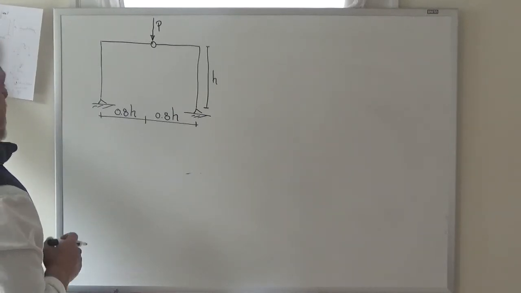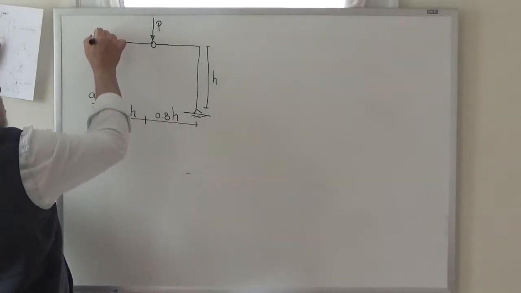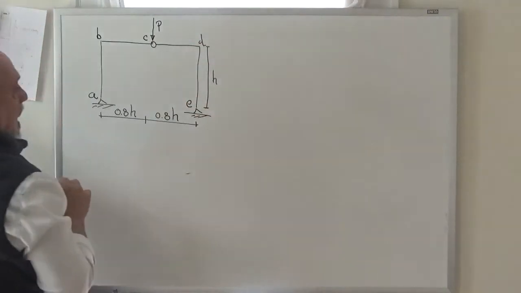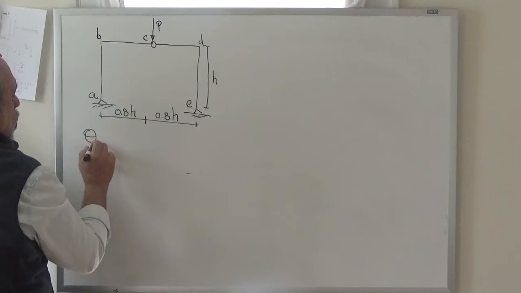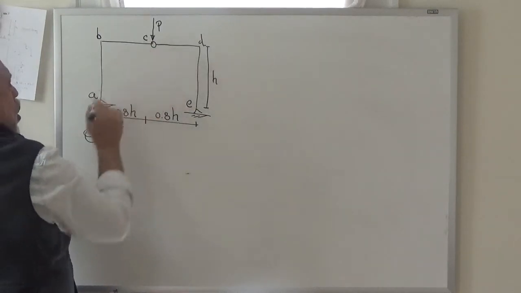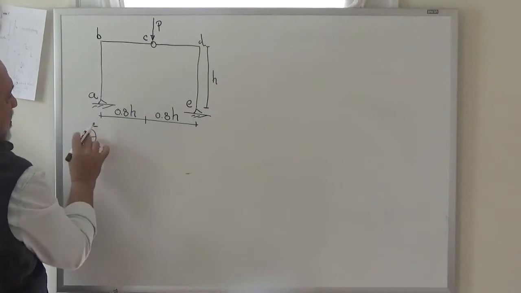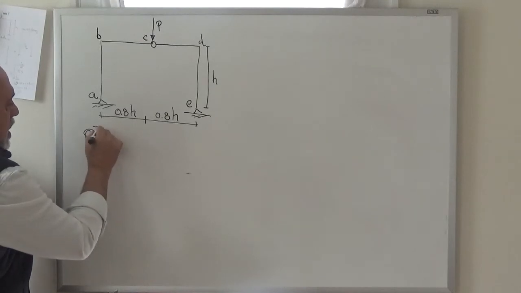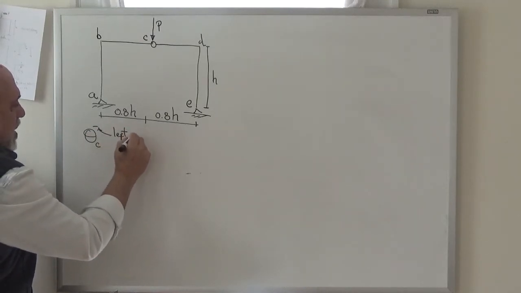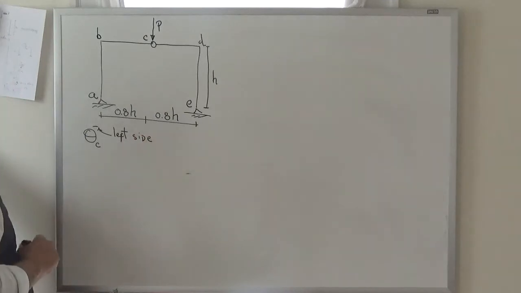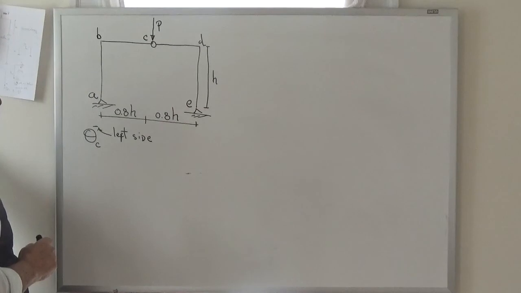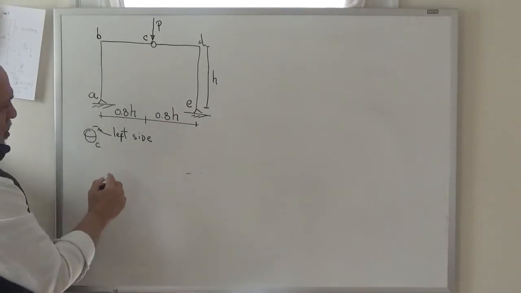Now, a first question: this is A, this is B, point C, point D, and point E. The question is to calculate the rotation at point C on the left side of the hinge. So this negative that I put on top of the theta C means left side. That's because at a hinge there is no continuity of slope. So there is a slope at this point on the left side of the hinge, and there is a slope at that point on the right side of the hinge.